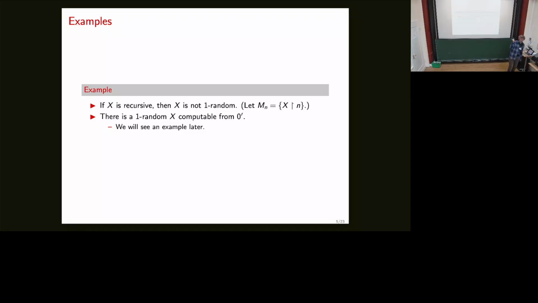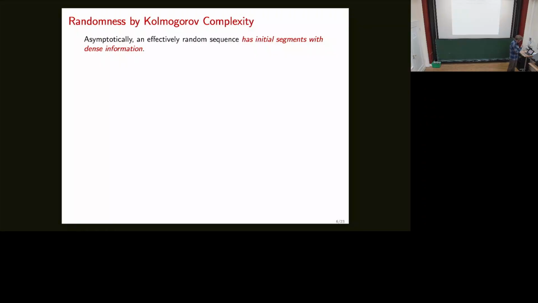We'll see an example in a minute. Okay, so now there is a second. So there is a second way to try to identify randomness.